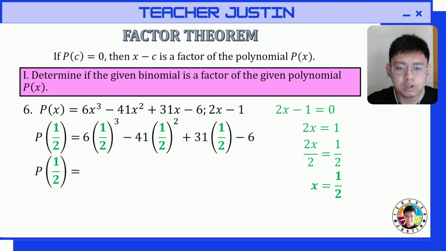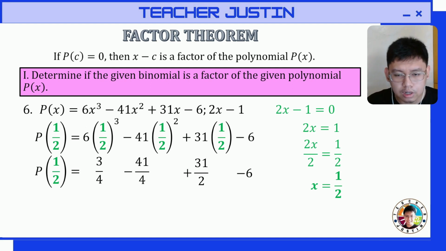So 6 times the cube of 1/2 will be 3 over 4. Negative 41 times the square of 1/2, that will give us negative 41 over 4. Okay, tapos 31 times 1/2, that will be 31 over 2. And then, bring down lang natin si 6. Let's combine them. So, we will have 3 over 4 minus 41 over 4 plus 31 over 2 minus 6. That will give us 0.